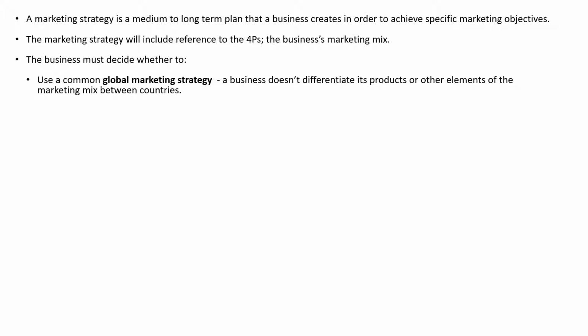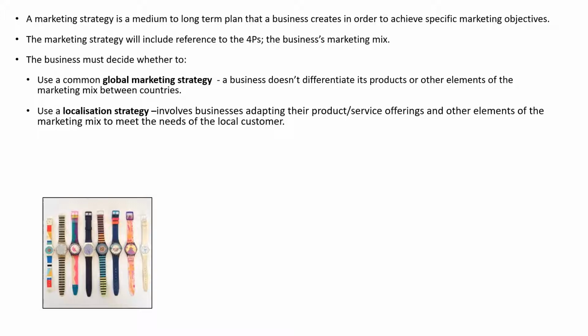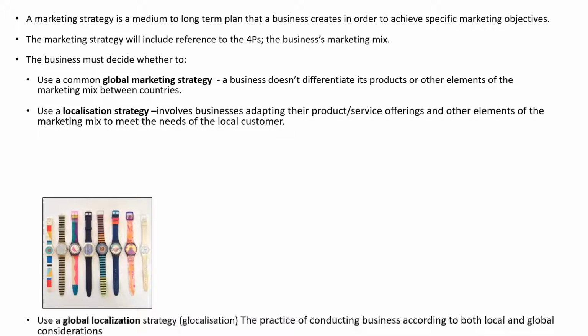So a business doesn't differentiate its products or other elements of the marketing mix between countries. We have a consistent marketing strategy that we use for all countries. An example might be Swatch watches. These products are not altered. How they're marketed is not altered between different markets. A business, however, might use a localization strategy when it comes to its marketing. They might adapt their product or service to meet the specific requirements of the market that they are entering.